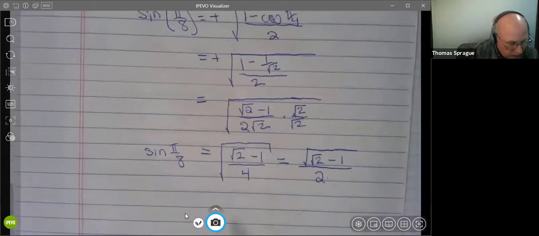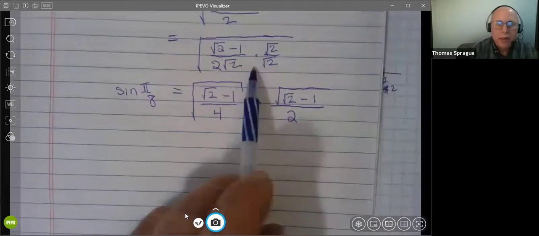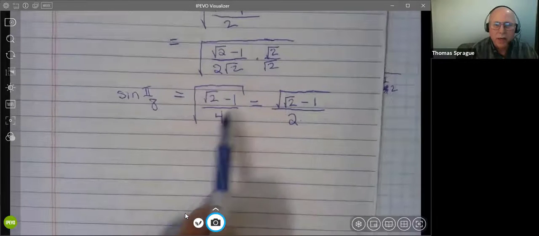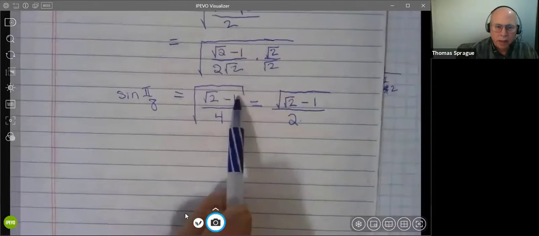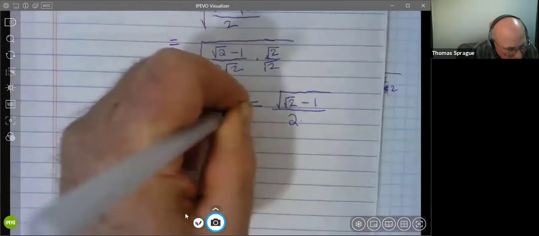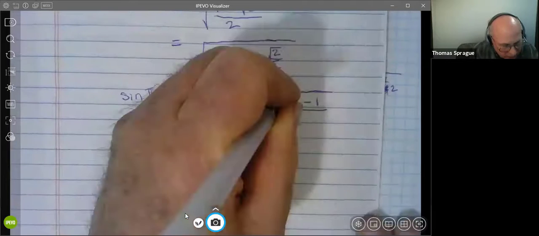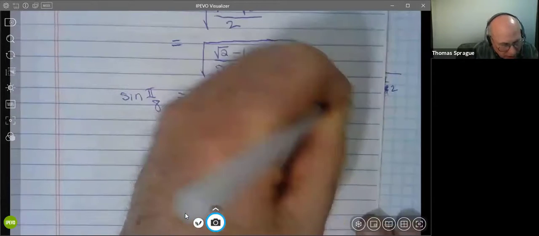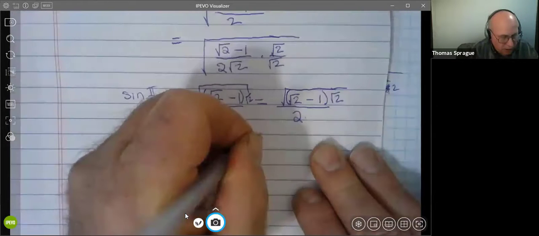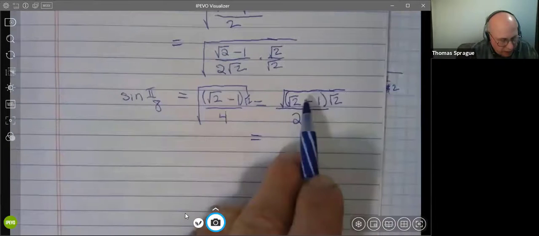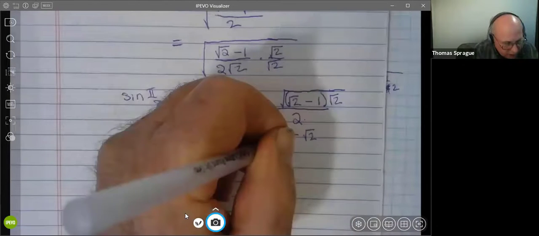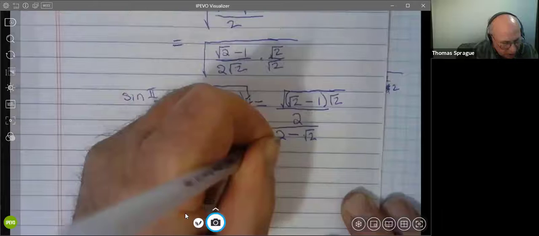Oh, I see it. See this root 2 times that root 2 turned this whole product into a 4. You see that root 2? It disappeared. It needs a root 2 in there. And while that is numerically correct, it's simpler to distribute. This times this is 2. This times this is root 2. Take the square root, and the whole mess is divided by 2.